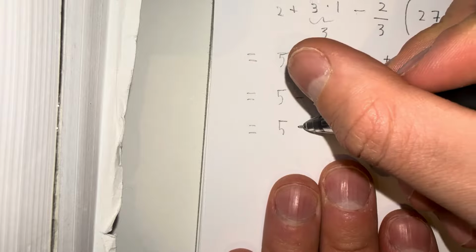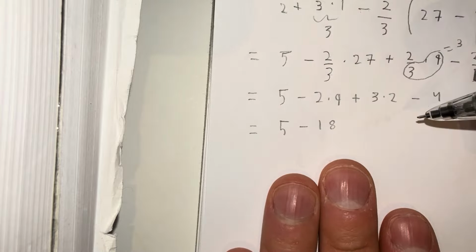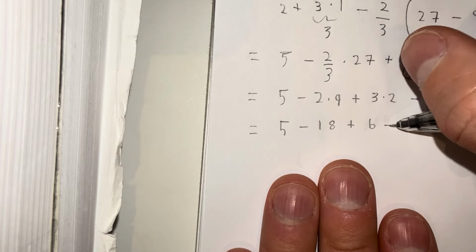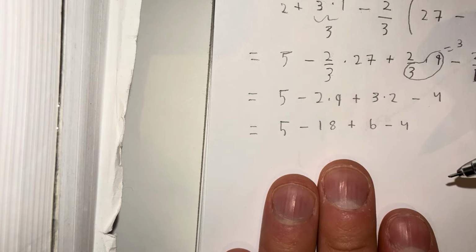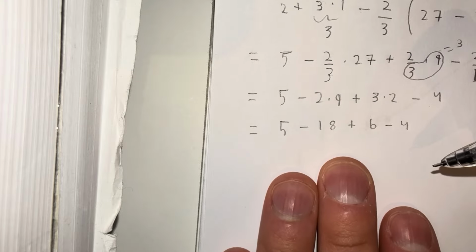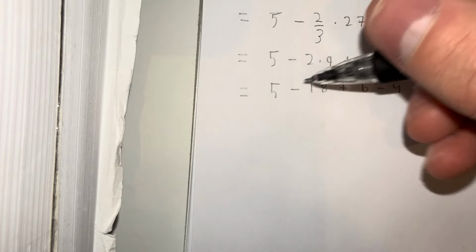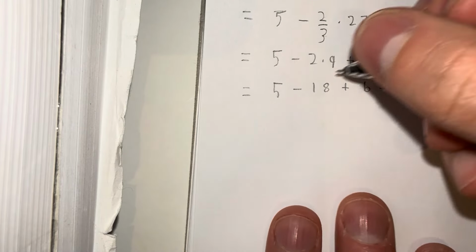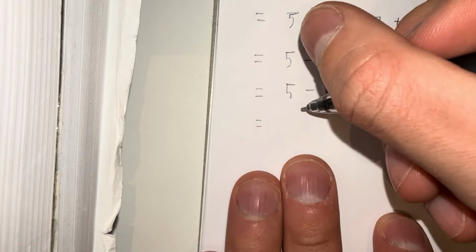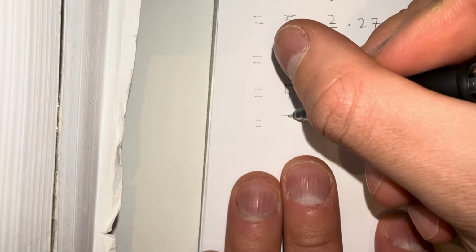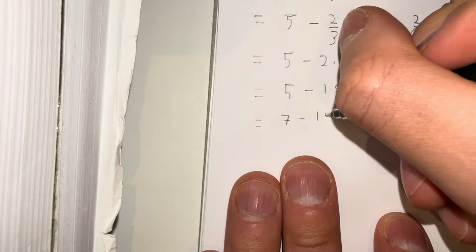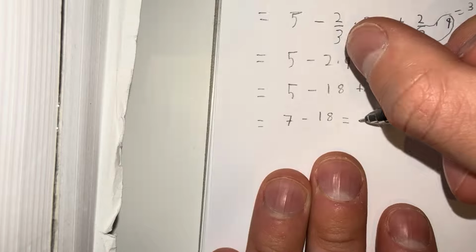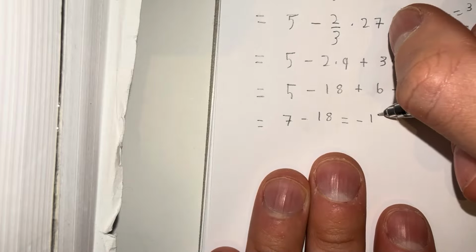Five, negative 18, plus 6, minus 4. 5 plus 6, 11, minus 4, that's 7. 7 minus 18, negative 11.